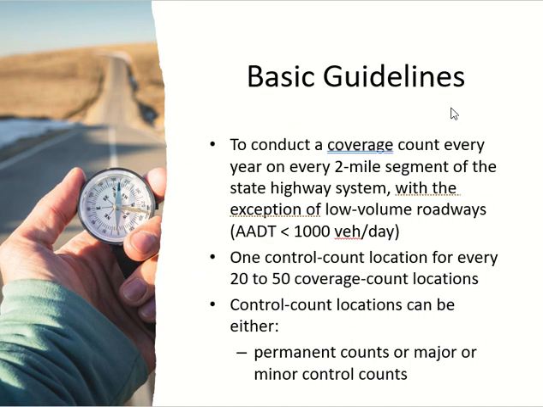Ideally, we should have a coverage count or control count after every 2 miles. After every 2 miles, there should be either a coverage count or a control count on the road network. Except for low volume roads. Okay, low volume means what? This much. This is called a low volume road. So you can ignore it. You don't count.